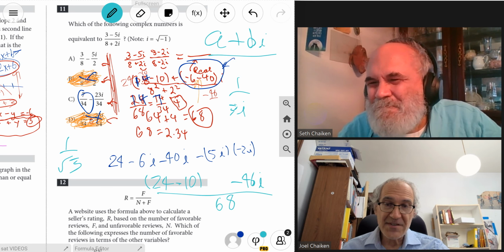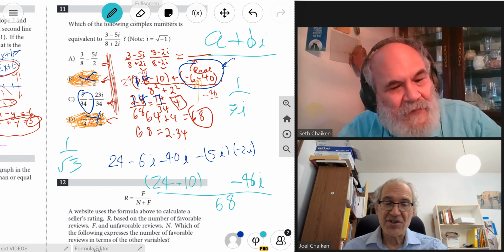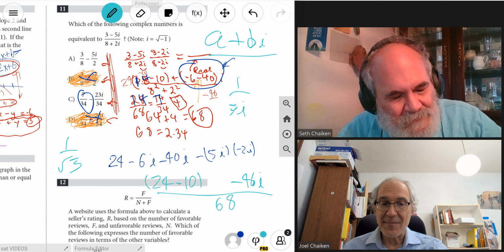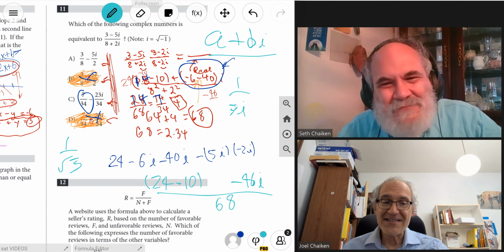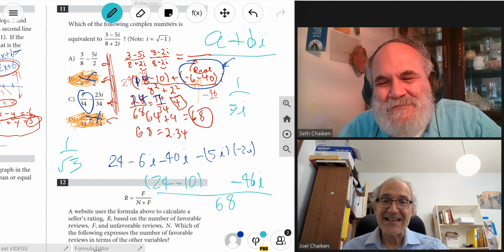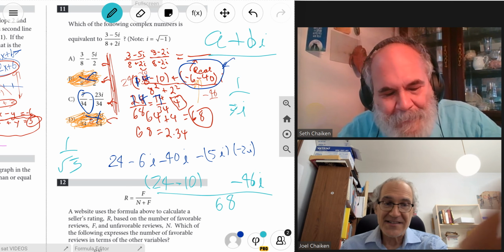We hope we gave you some insight. This is a cut and dry question. You just rationalize the denominator by multiplying by the conjugate. And Seth said, I said, the most important thing is neatness. You can be as neat as you want. Seth still got it wrong.